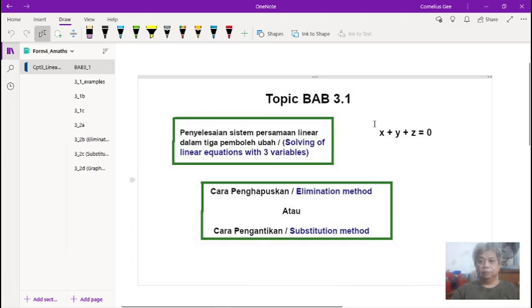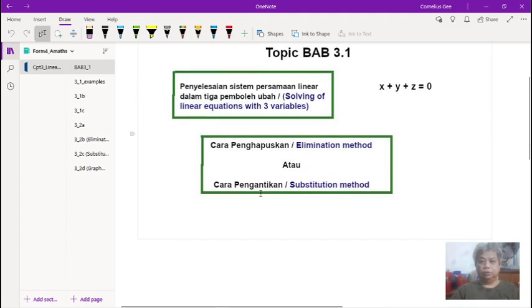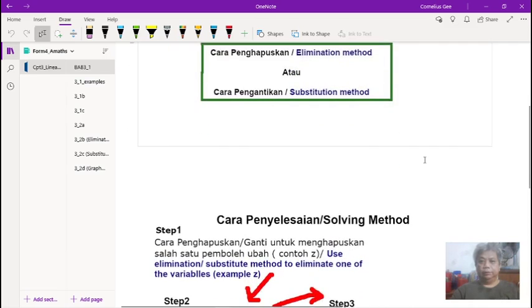Three variables means in a linear equation, we have x, y, and z. Linear, they are all linear because they do not have a power, tada kuasa. To solve this linear equations, you can use cara hapusan or cara penggantian, elimination method or substitution method. Let's look at how we do it.